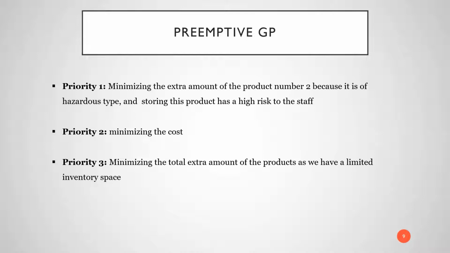So priority number 1 is minimizing the extra amount of the product number 2. And the reason for that is because it is of hazardous type, and storing this product has a high risk to the staff. So, okay, let's first deal with product number 2, because it's dangerous. We can't hold the extra amounts at the site. The priority number 2 is minimizing the cost, and priority number 3 is minimizing the total extra amount of products, as we have a limited inventory space.